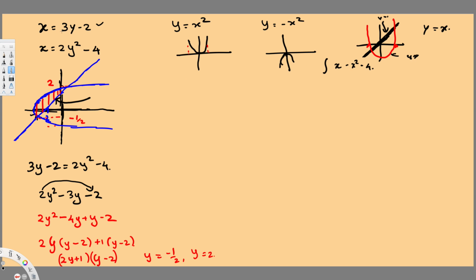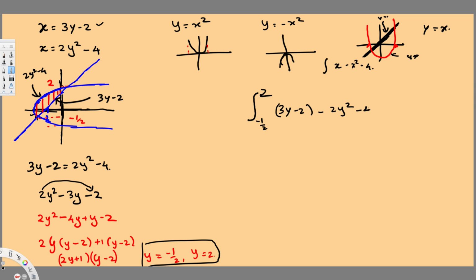So we know that the equation for this line is 3y minus 2, and this one was 2y square minus 4. So integration is going to be, we know the limits of integration, that is these values, minus half to 2, and then right minus left. So 3y minus 2 minus 2y square minus 4, then dy, right? When we write in terms of x, this is dy. When we write in terms of y, it's dx. So this is the equation we are going to use.